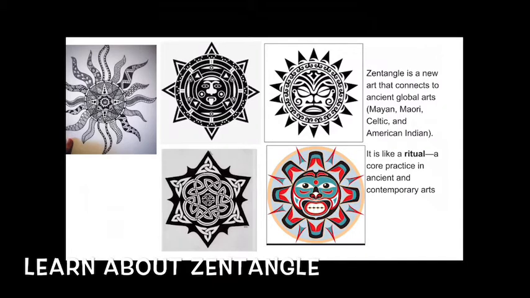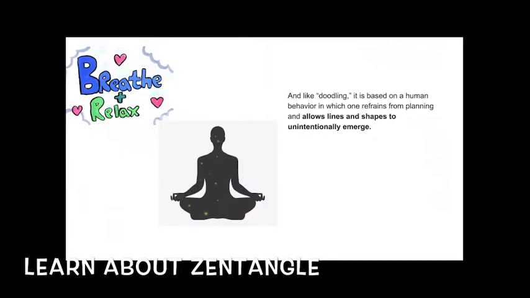Creating artwork like this is also very ritualistic, meaning that it's a core practice in an art form where somebody is repeating something over and over in a very focused way. Now, like doodling, it is based on a human behavior in which one refrains from planning, meaning you're not planning it out, you're not sketching it, you're not making all kinds of different additions of ideas. Instead, you're just going with it and you're allowing the lines and shapes to unintentionally emerge.